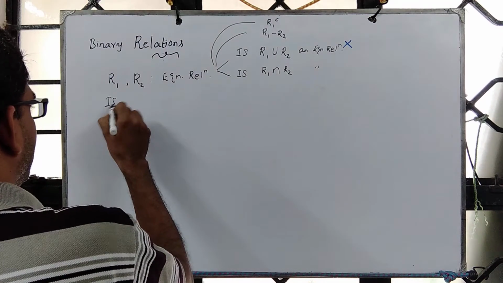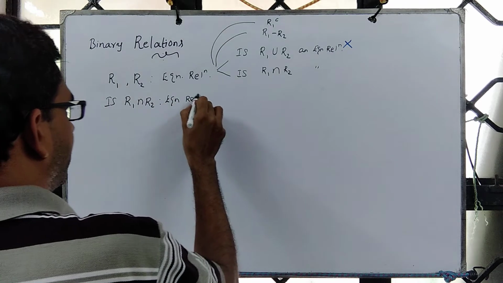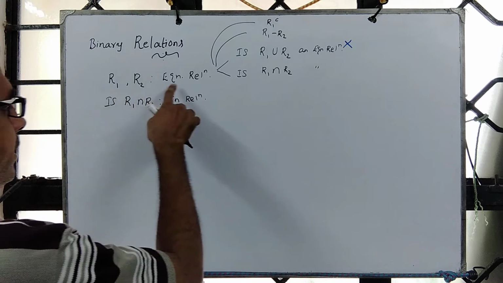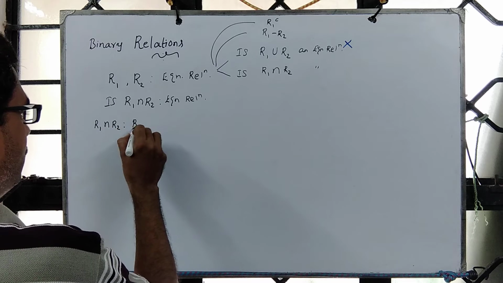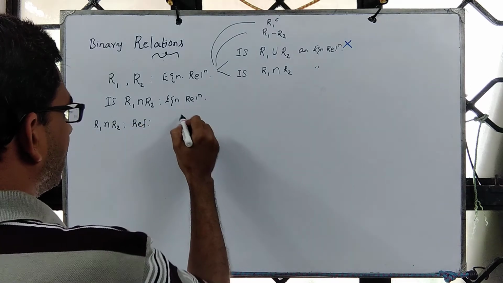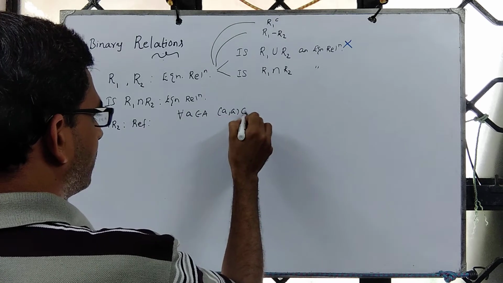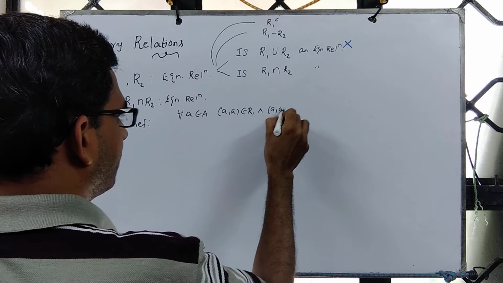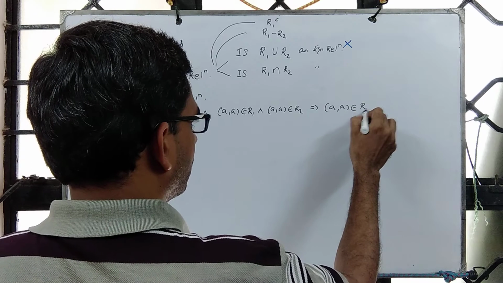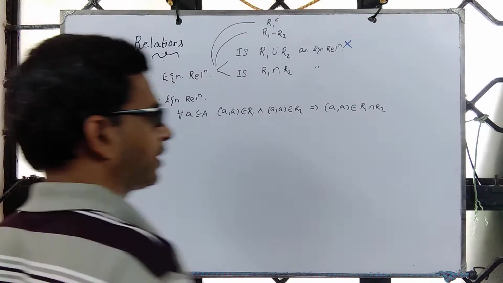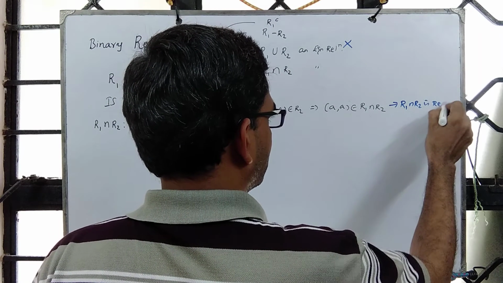Now let us check, is R1 intersection R2 an equivalence relation? Given that R1 and R2 are equivalence relations. So first, is R1 intersection R2 reflexive? For all a belonging to this set, (a, a) belongs to R1 and (a, a) belongs to R2, which implies that (a, a) belongs to R1 intersection R2. This implies that R1 intersection R2 is reflexive.